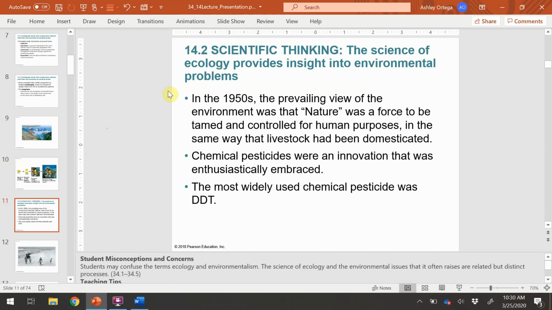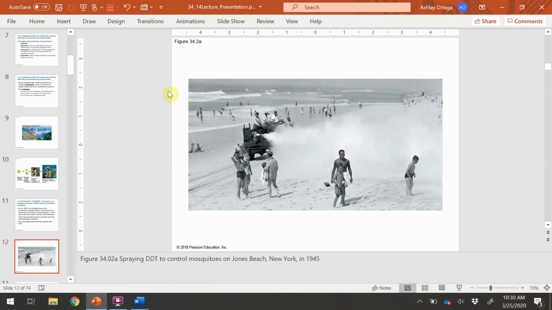So chemical pesticides were embraced enthusiastically. They wanted to get rid of those nuisance insects and other small animals that were a bother to most humans. The most widely used chemical pesticide at this time was a molecule called DDT. It's abbreviated from a really long name, but for us you can just understand DDT was a chemical pesticide that was sprayed pretty much everywhere in the 1940s and 1950s.